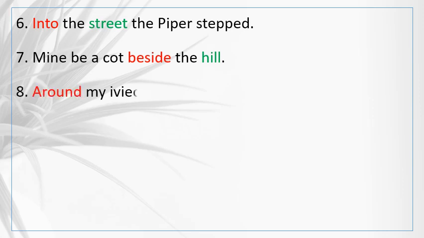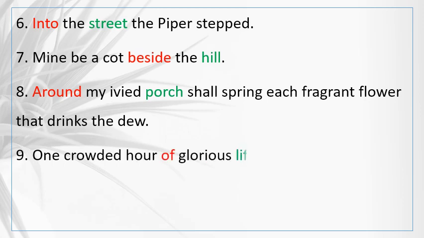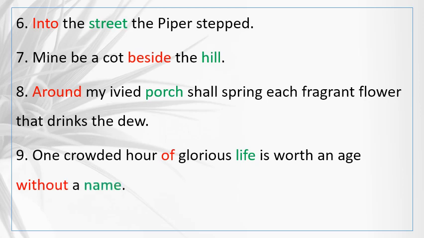Number 8: Around my ivy porch shall spring each fragrant flower that drinks the dew. In this sentence, the noun porch is in the accusative case governed by the preposition around. Number 9: One crowded hour of glorious life is worth an age without a name. In this sentence, the noun life is in the accusative case governed by the preposition of. In the same sentence, there is one more preposition, that is without. It governs the word name.